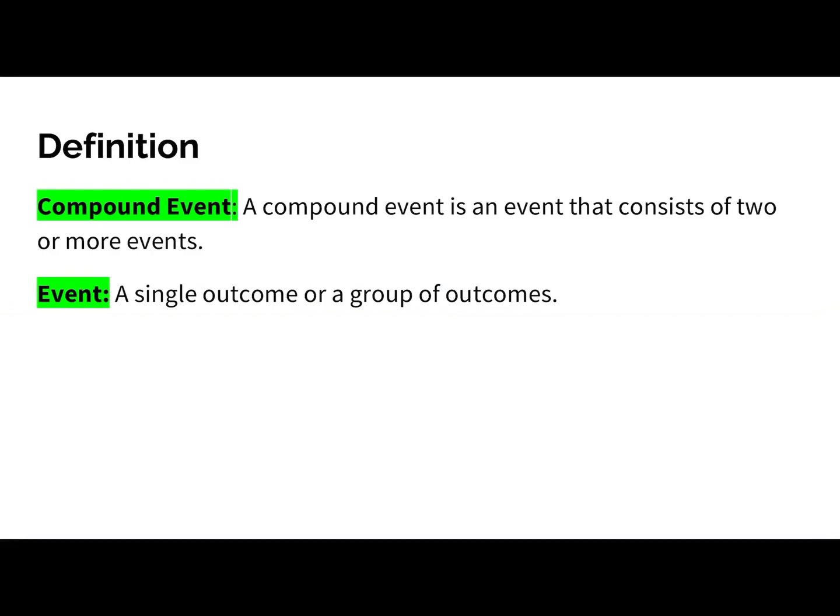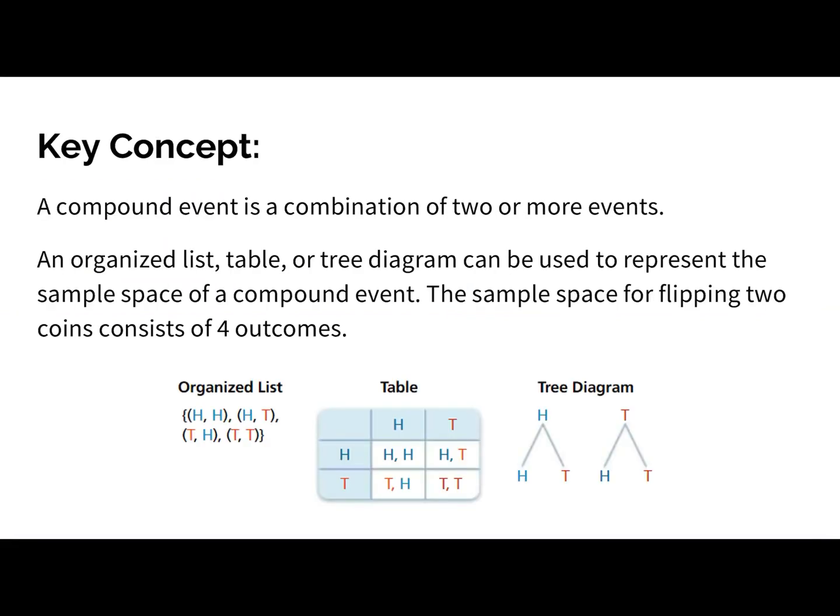So a compound, think compound means more than one, right? So this means our compound event is more than one event. So our key concept for today: a compound event is a combination of two or more events. We can organize this with an organized list, a table, or a tree diagram, and we will use these to represent the sample space of a compound event.